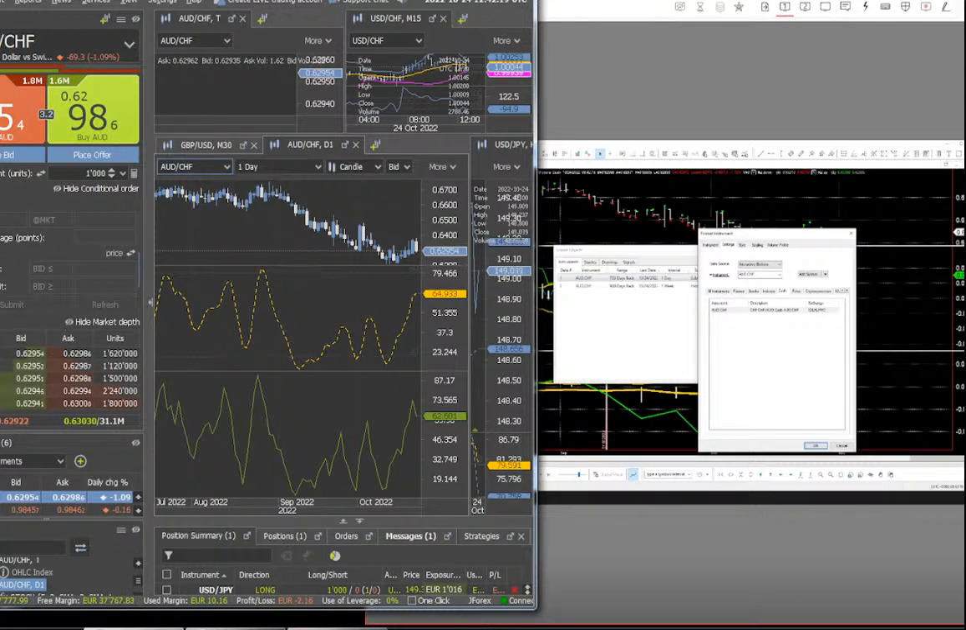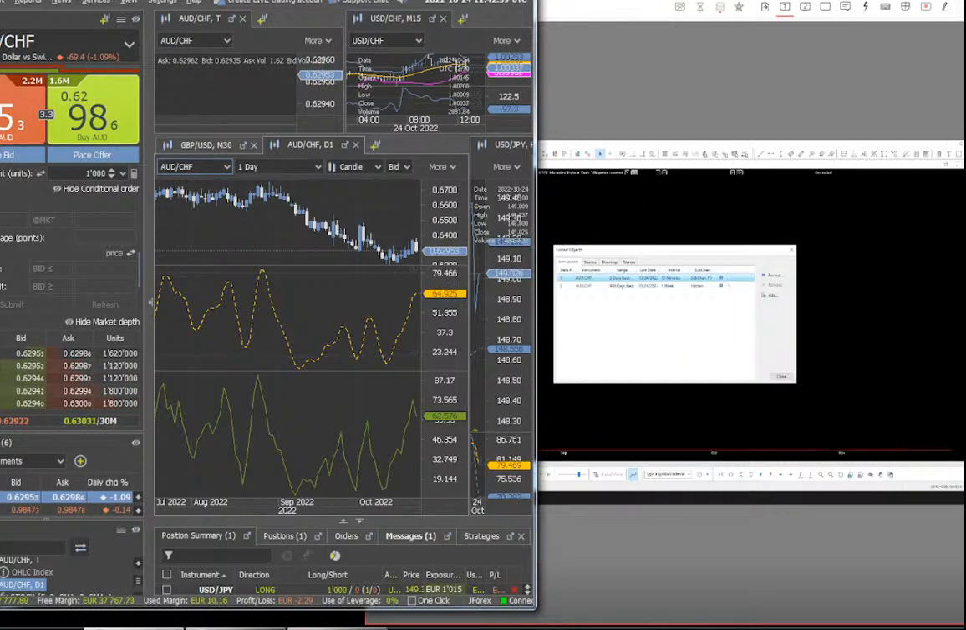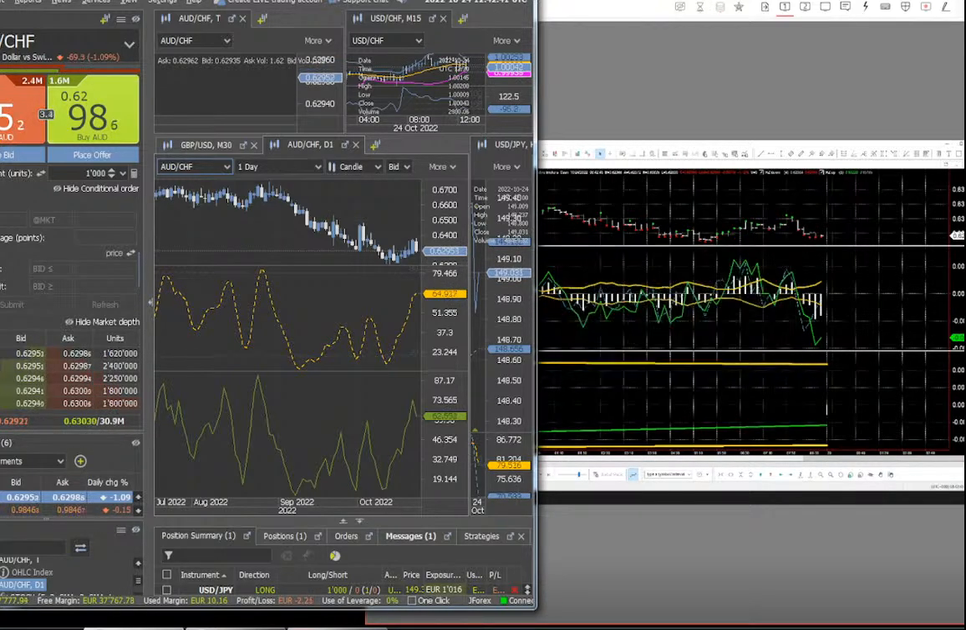Truly entertaining, I'm sure. And the time frame. Minutes. 10. And days back. Let's just go with like 3 days back or something like that. Let's see what that looks like. This should be fun. So it went into the 10-minute sell back in here. Stayed in that sell until right here. So let's put those lines in for you.